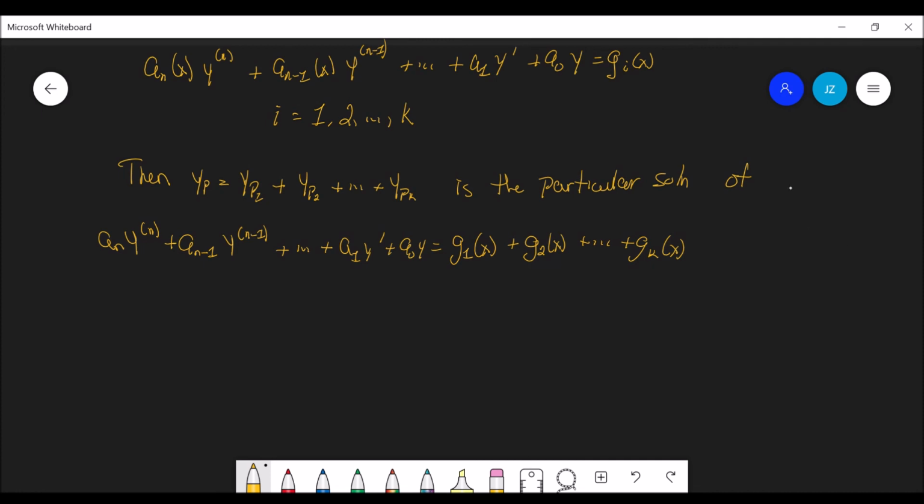So what this superposition principle is saying is if you have a non-homogeneous differential equation where what the differential is equaling is a sum of functions, in this case k of them, then we can find k particular solutions, one corresponding to each of the individual g's, then just sum them up. And again, we will see this in greater detail in later lessons.